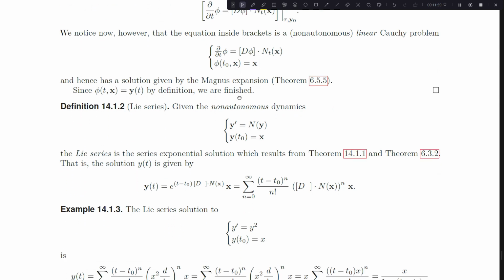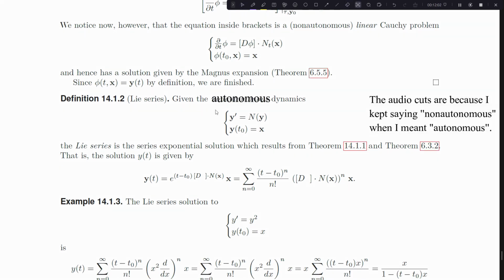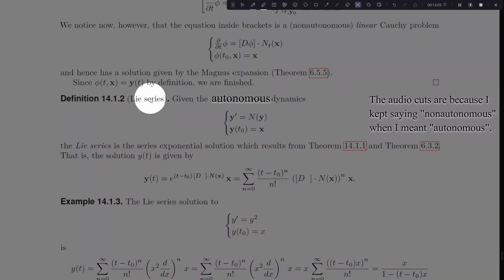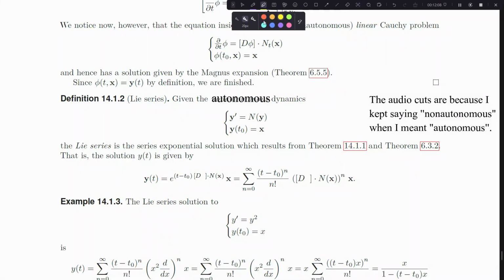But then we get down to the next definition where we define the Lie series, okay? Because the Lie series is actually defined on an autonomous dynamics. So suppose that I'm not working with n sub t, I'm just working with n there. That's going to force the linear operator to be no longer non-autonomous, it's now autonomous. This would be L.